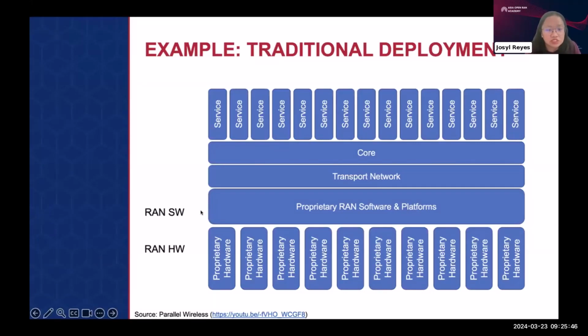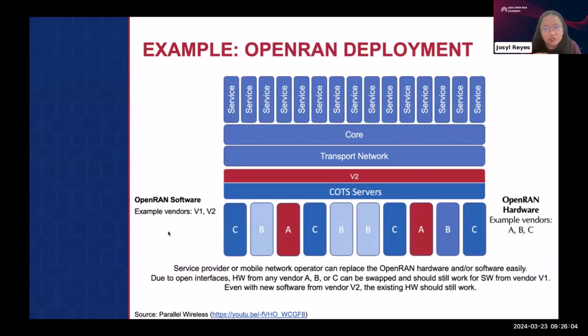So if they need to change one device, one hardware here, they should again buy from the same vendor. So that's what they call a vendor lock-in, lock as in L-O-C-K. But for an Open RAN deployment, maybe they still have the core, transport, and then the RAN. Okay, so the software side, maybe from vendor V2, running on the commercial off-the-shelf servers.